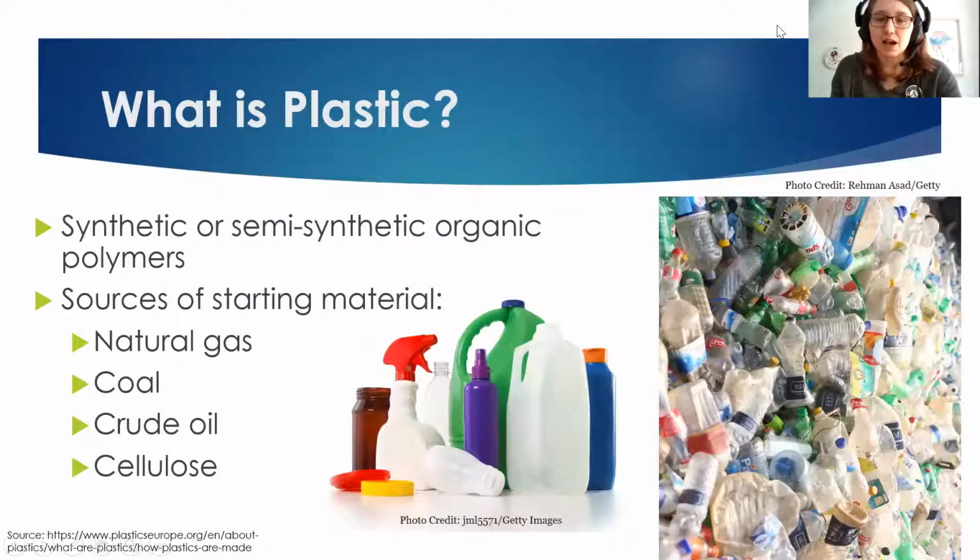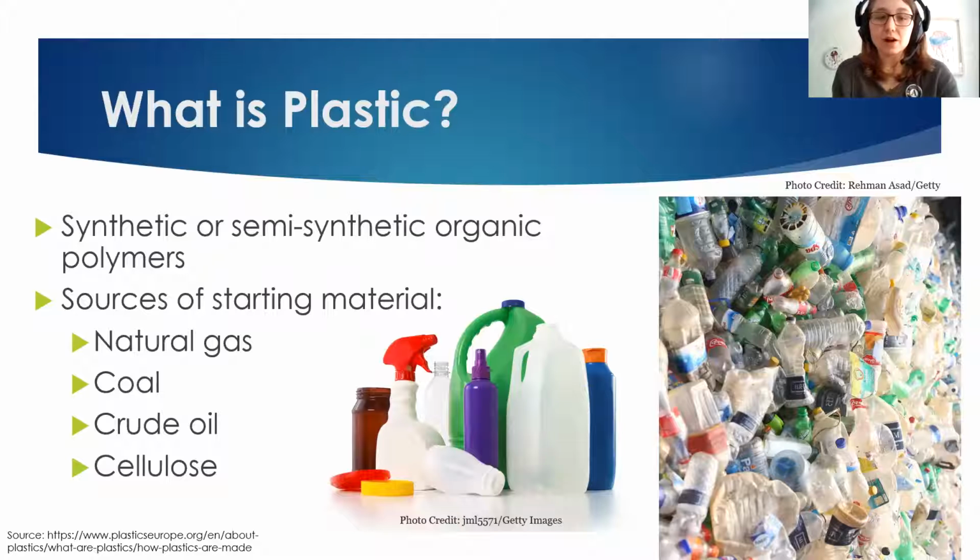So plastics, I'm sure everybody's familiar with these household objects: spray bottles, whatever your laundry detergent comes in, plastic bottles that our food comes in. It's all made out of plastic. Plastic is a synthetic or semi-synthetic organic polymer. That means it's composed of organic molecules, which can contain carbon, and polymers are just chains of organic molecules. So an organic polymer is a long chain of those carbon-containing molecules.